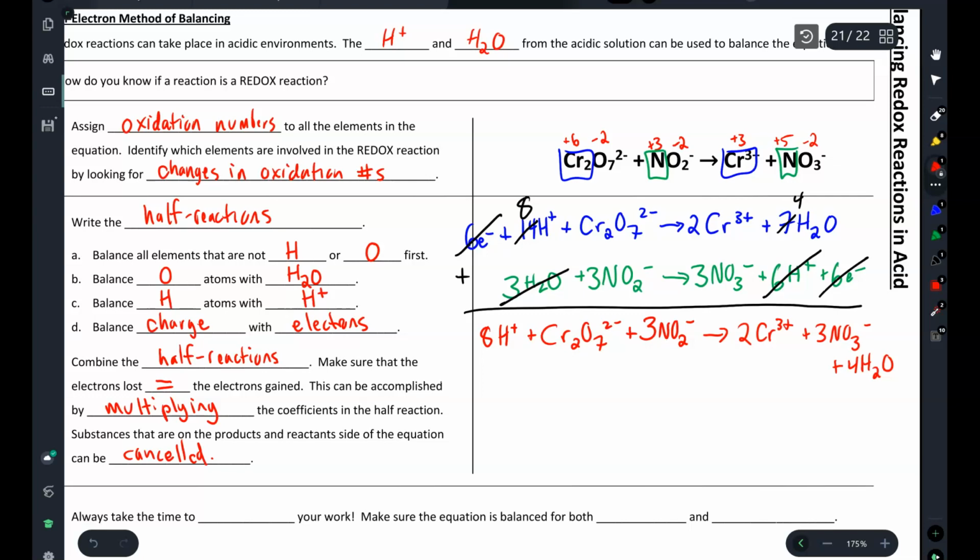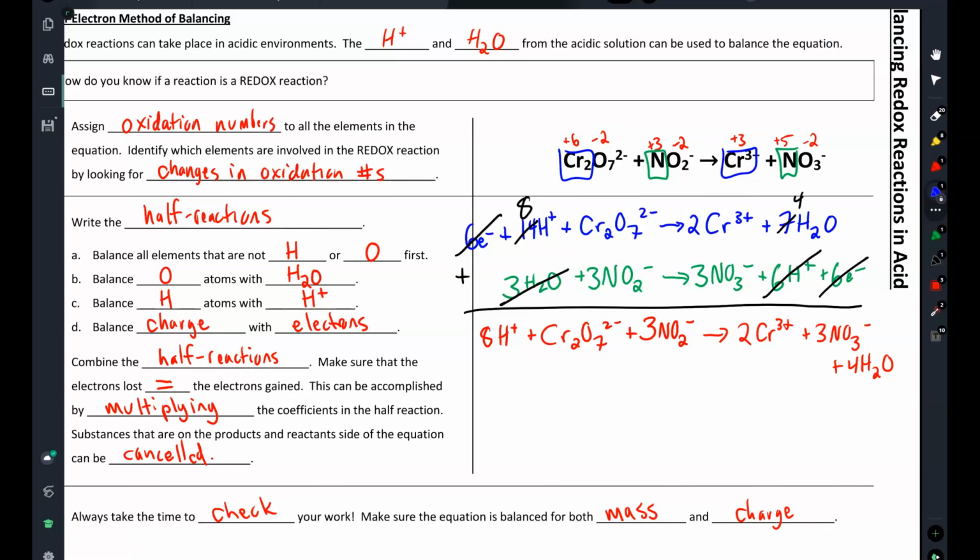I know this was a lot of work, and the tendency is just to take a deep breath, relax, put your pencil down and admire your work. But you really should take just a little bit of time to check your work. Make sure that this equation is balanced for both mass, so the same number of atoms of each element on both sides of the equation, and charge. All right, let's just quickly do that and make sure we've got it.